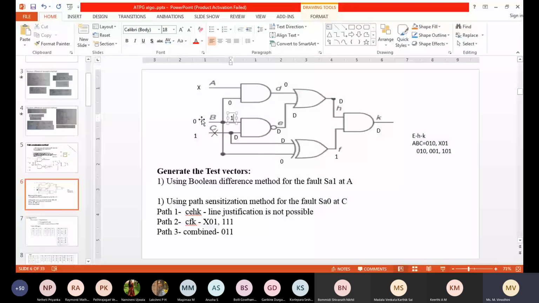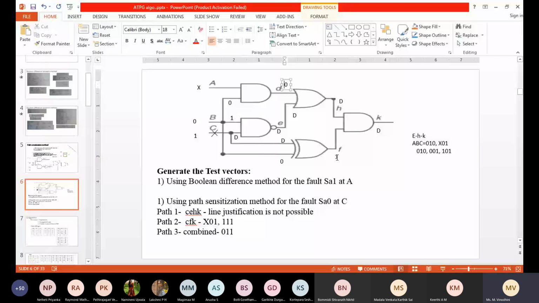Okay, that I will check later in line justification. As of now 1, and I got this D here. So this D I need to bring to H, so small d should be 0. Done. And if I want to bring this D here, my F should be 1. Yes, propagation is done. Let me do the line justification.